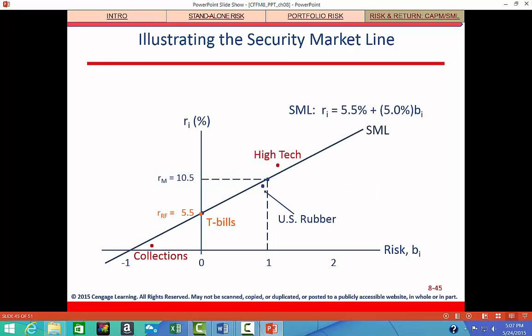And so we see with those numbers how they plot along the security market line, which is also the CAPM equation. And you can see that with a beta of 1, if we go up to the line, that's where we get the market return if we go over to the y-axis of 10.5. The security market line, or the CAPM equation, crosses the y-axis at the risk-free rate, which is 5.5%. And then we can just look at the other companies.